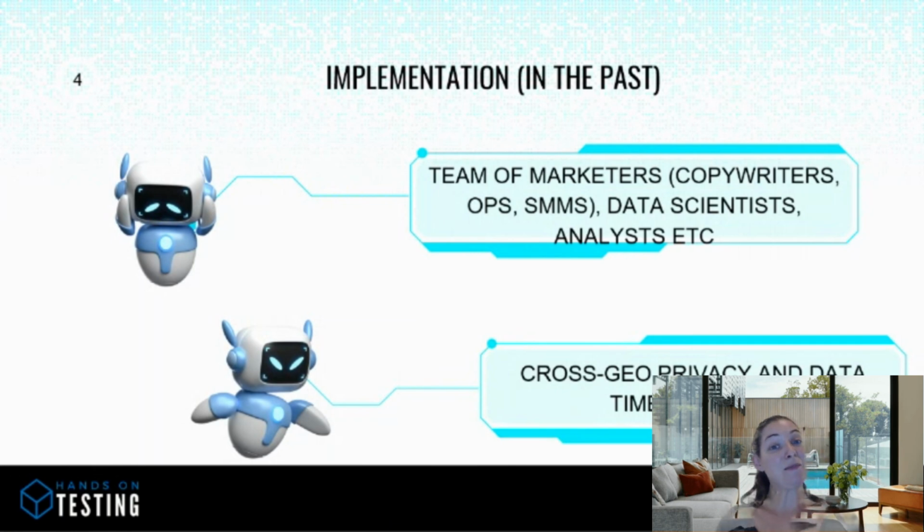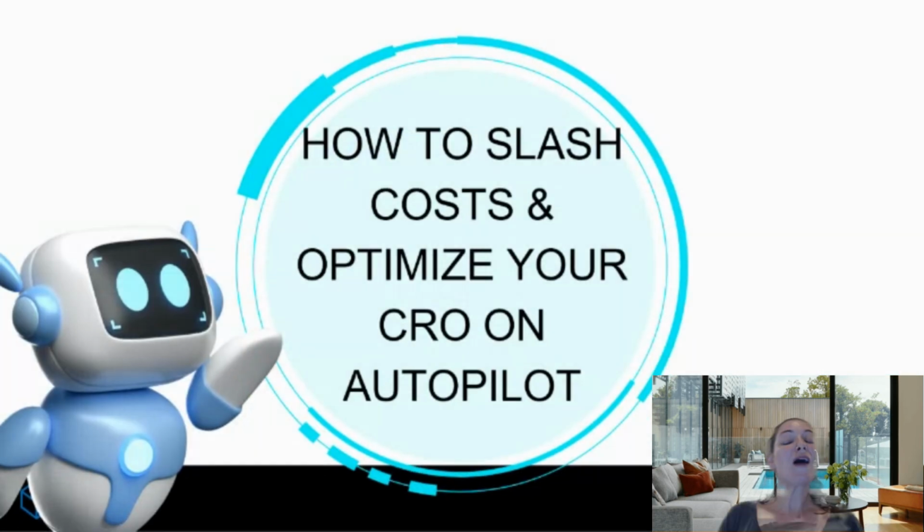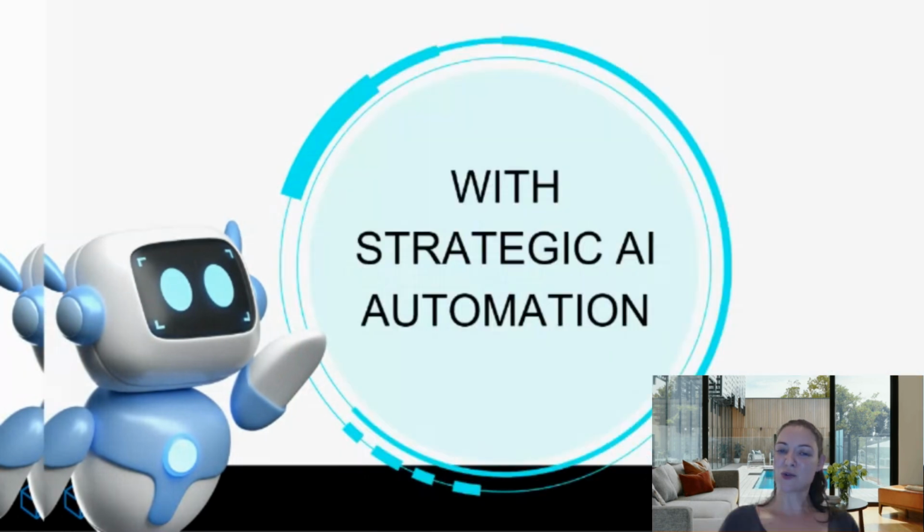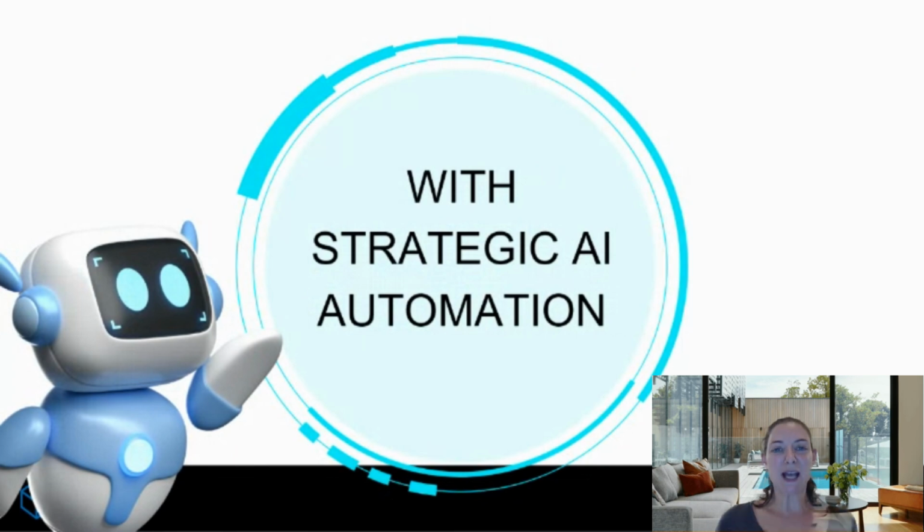So when AI came in and automation, it was like a godsend to a lot of people. So this is basically a quick overview of how to slash your costs and optimize your conversion rate optimization, or your CRO, on autopilot. Again, all of this cannot be done without QA. You people are very fundamental in making sure this all works. We do this with strategic AI automation.